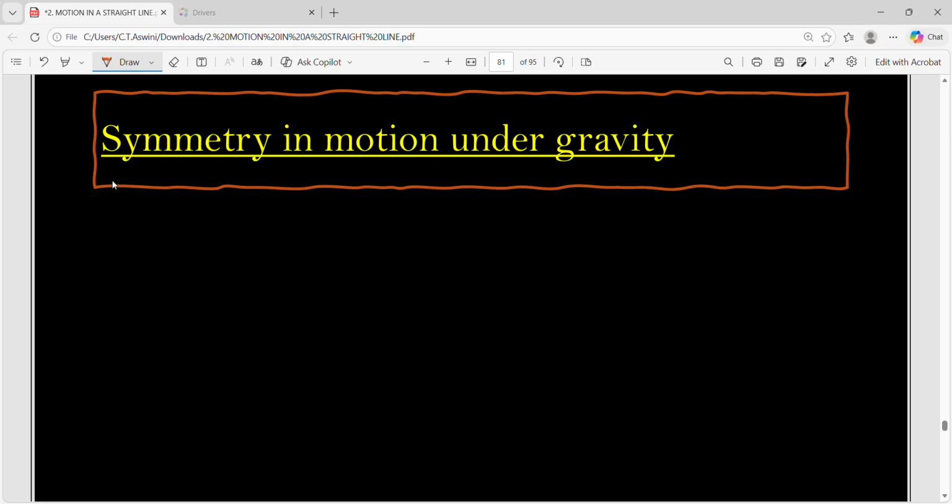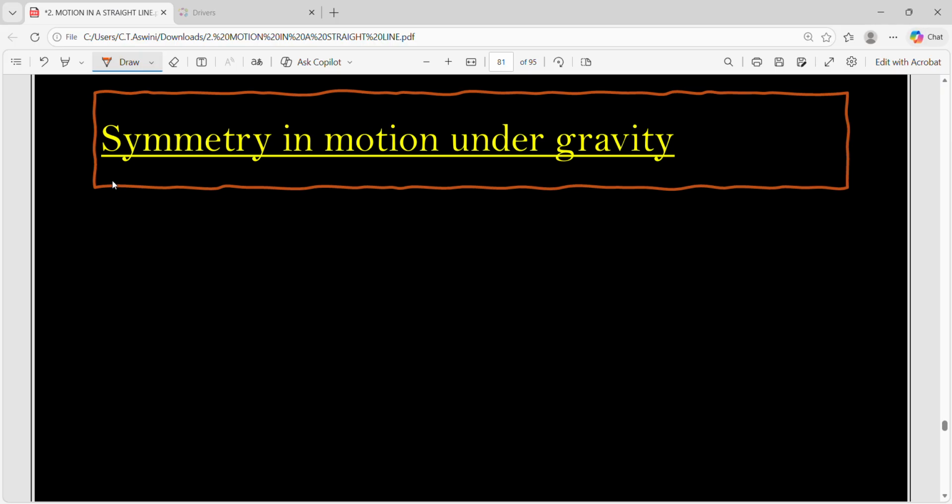In the previous parts, we have understood motion in one dimension step by step, from basic concepts to equations of motion and motion under gravity. Today is the final part of this chapter, and we are going to explore two very important and interesting topics: symmetry in motion under gravity and relative motion in one dimension. These concepts will help you understand motion not just from one point of view, but from different perspectives. So let's get started with the final part of this chapter.